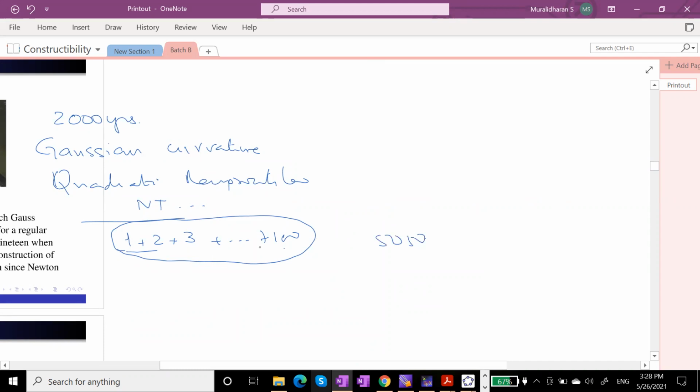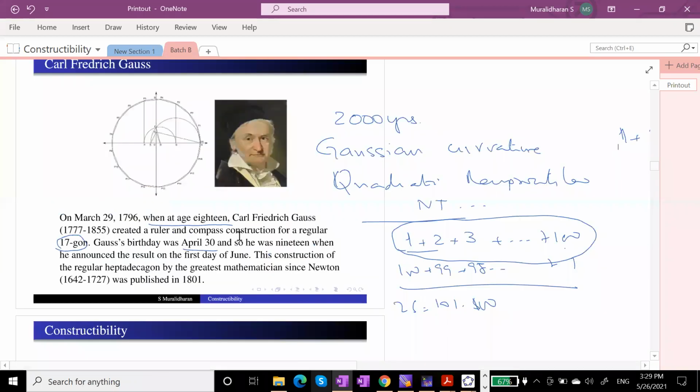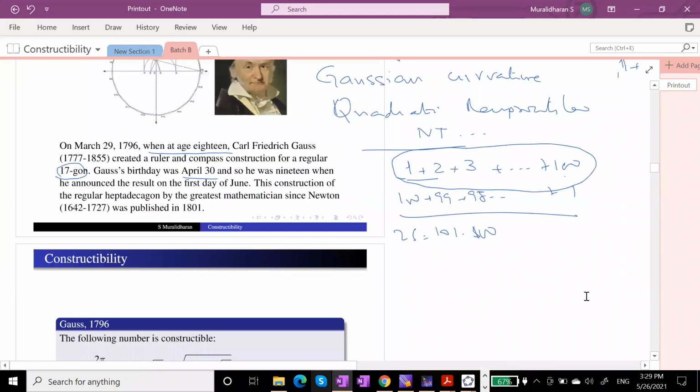Because he did a smart thing: you just reverse this and add, and we have 101 times 100, that is 2 times S, so S is equal to 5050. Basically what he discovered was 1 up to n is equal to n into n plus 1 by 2. So he was such a great mathematician, and tomorrow we will see how he accomplished this remarkable feat of finding that yes, a regular 17-gon is constructible. And of course, we will construct it also.